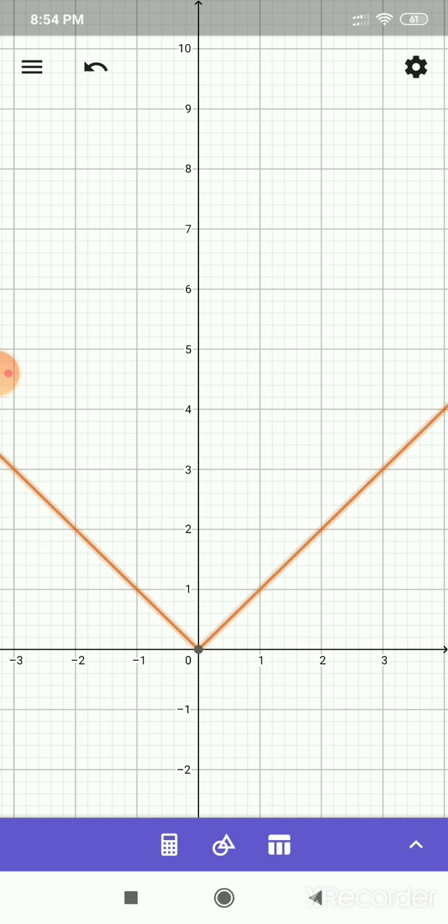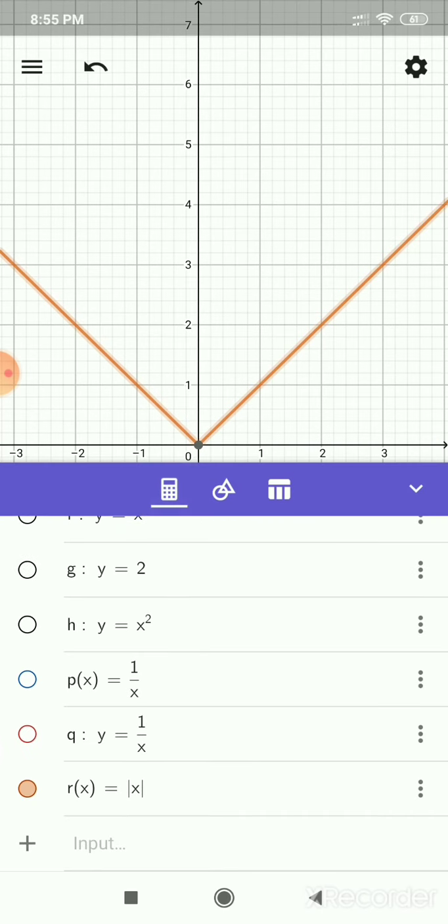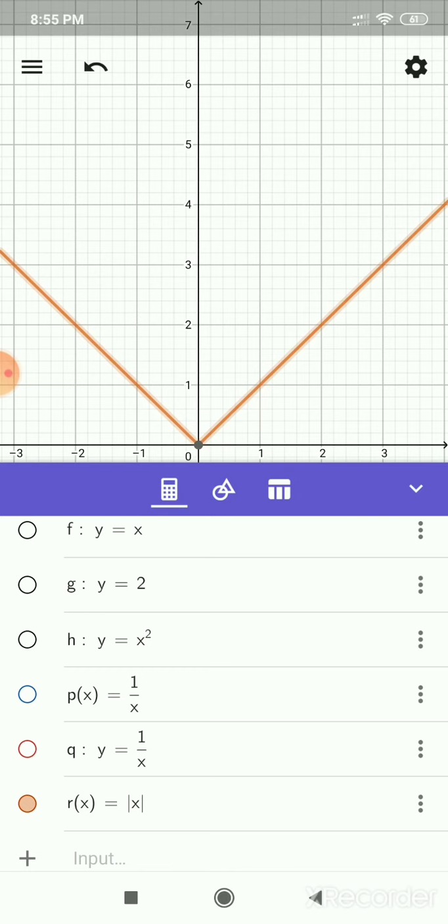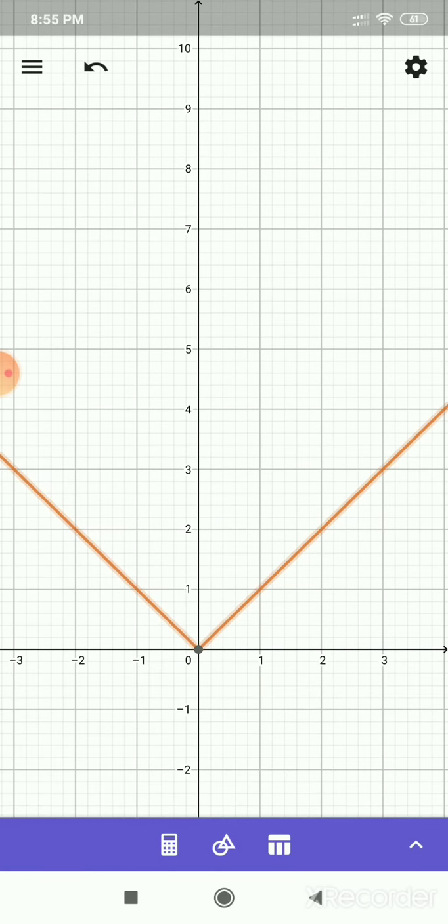So the modulus function is a function f from R to R, defined by f of x equal to modulus of x. Its domain is capital R, and the range is the non-negative real numbers. You can see how the modulus sign is written: f of x equal to modulus of x, with x written inside two lines. That is how we write the modulus, and we read it as modulus of x. This is the graph, so you must identify which graph this is by seeing it.